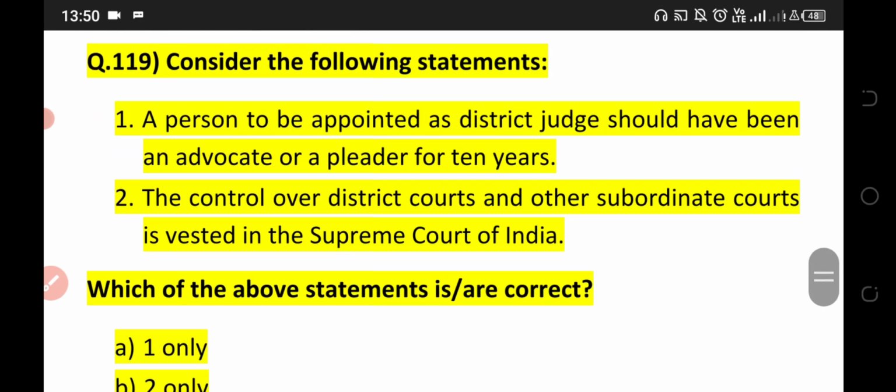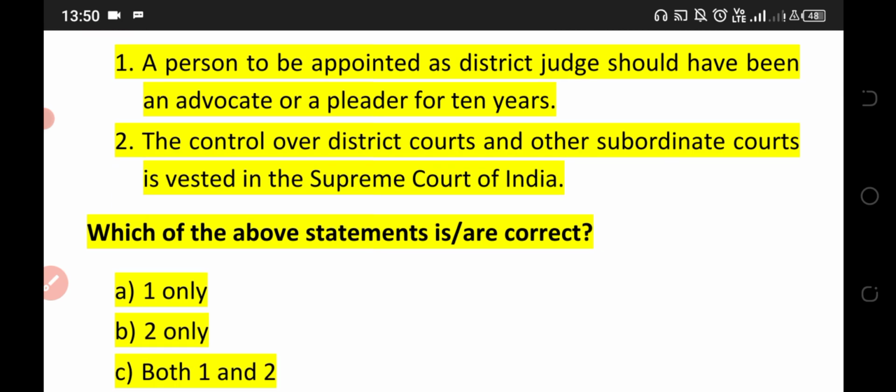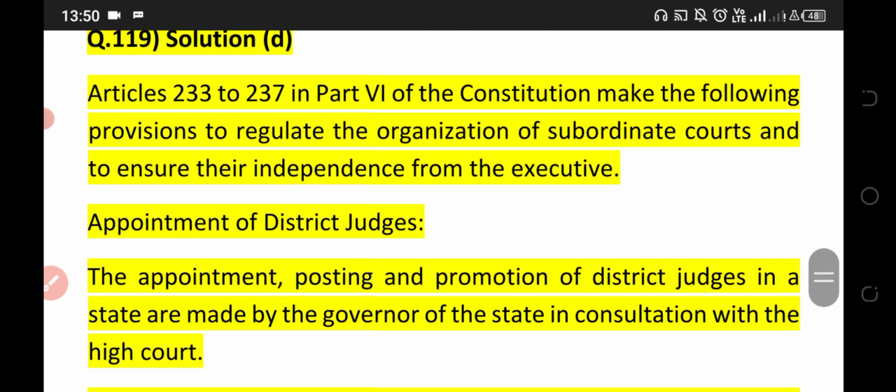Consider the following statements. A person to be appointed as a district judge should have been an advocate or a pleader for 10 years. The control over district courts and other subordinate courts is vested in the Supreme Court of India? No, these both are wrong.